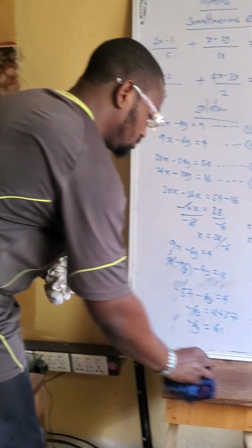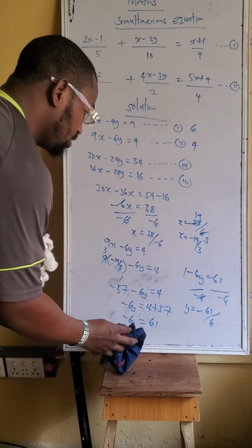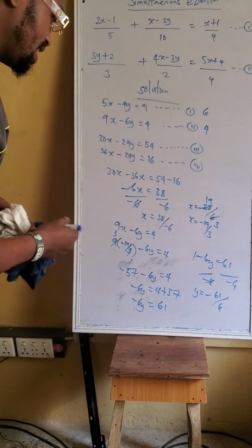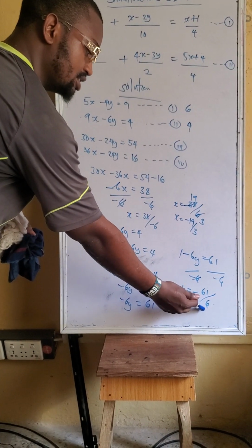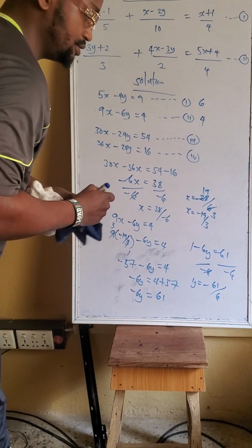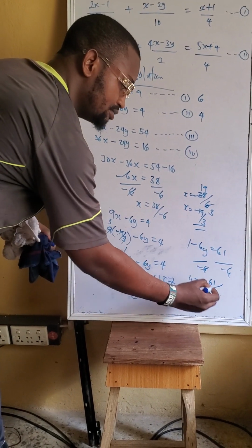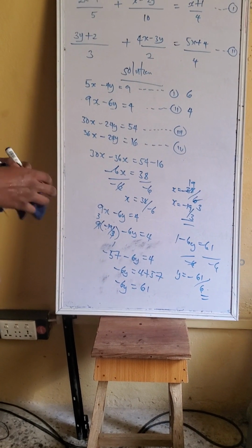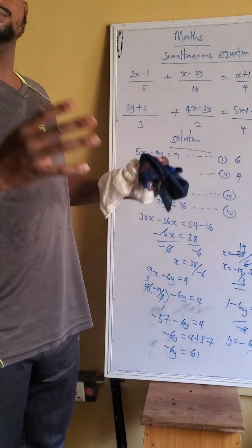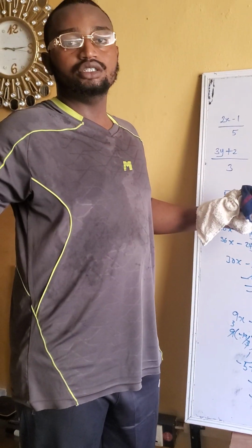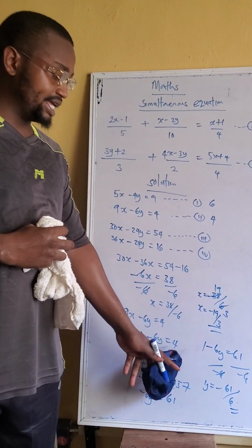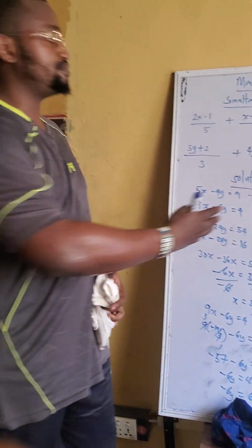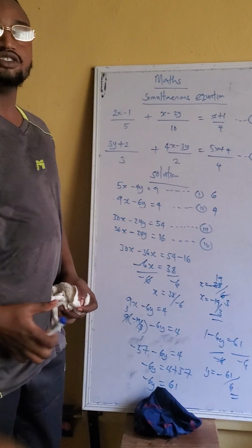Now, from our work, we have been able to get the values for x and y. Our y is minus 61 over 6. Our x is what? Minus 19 over 3. Now you can see how long or how extended the solution to this particular equations are.